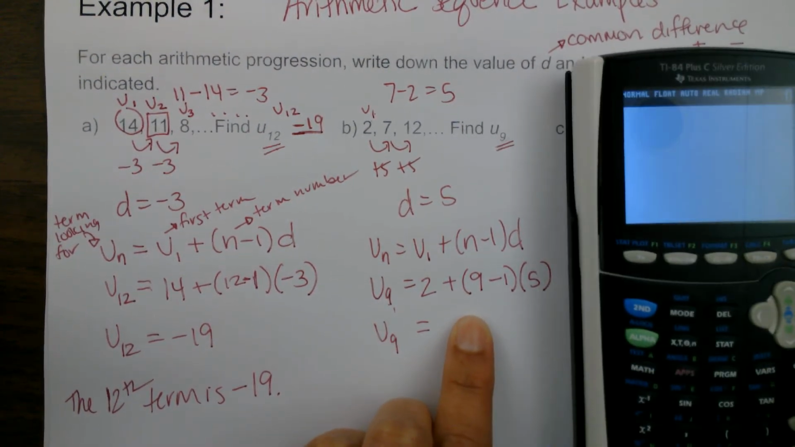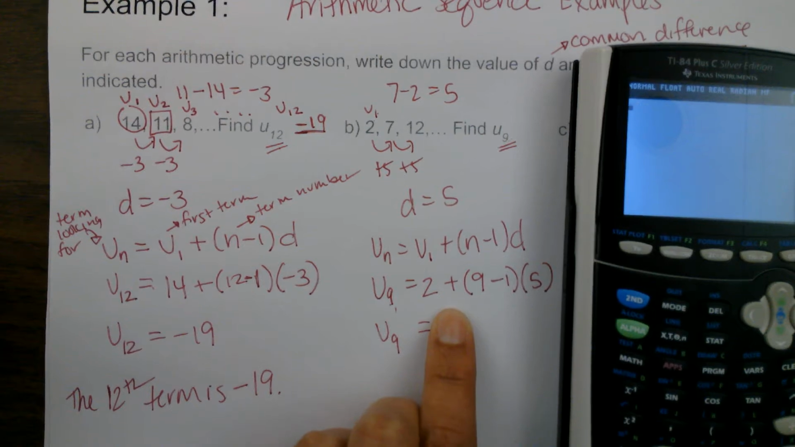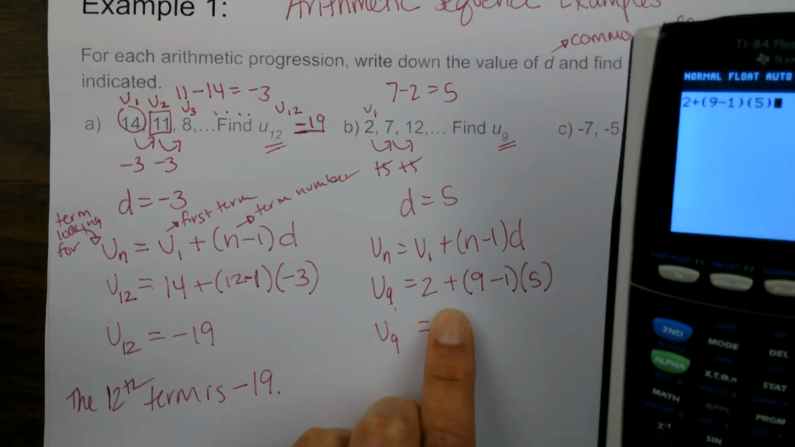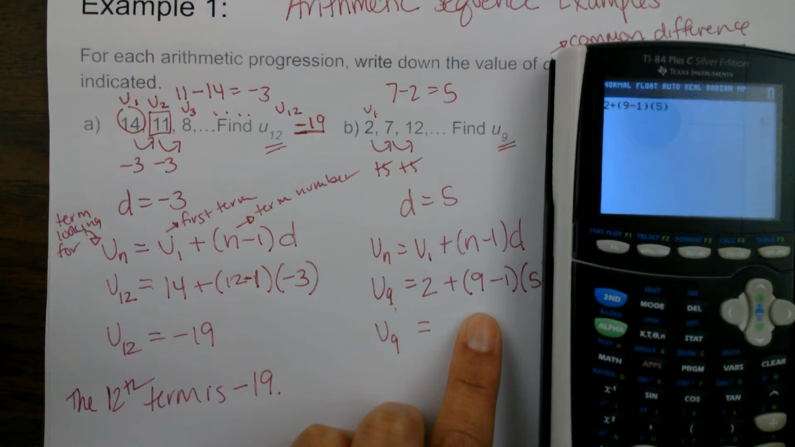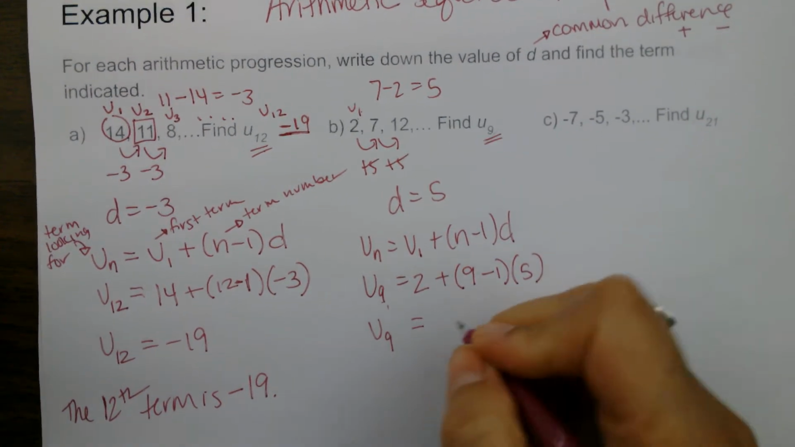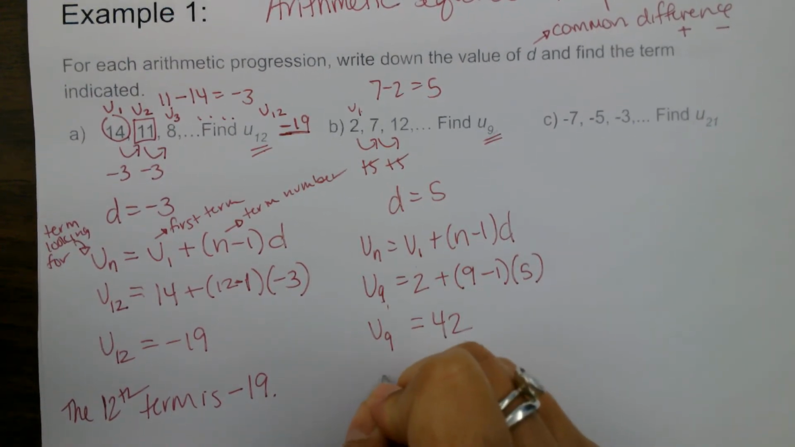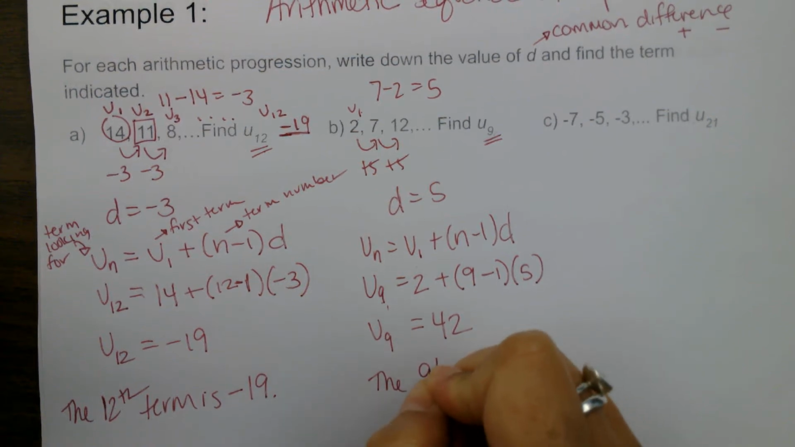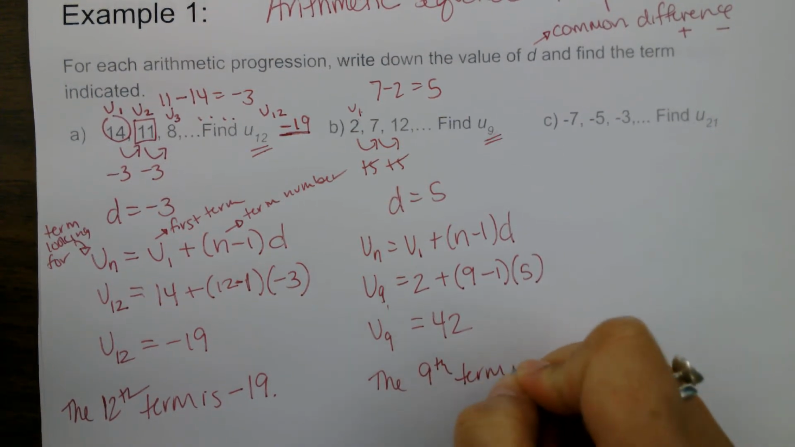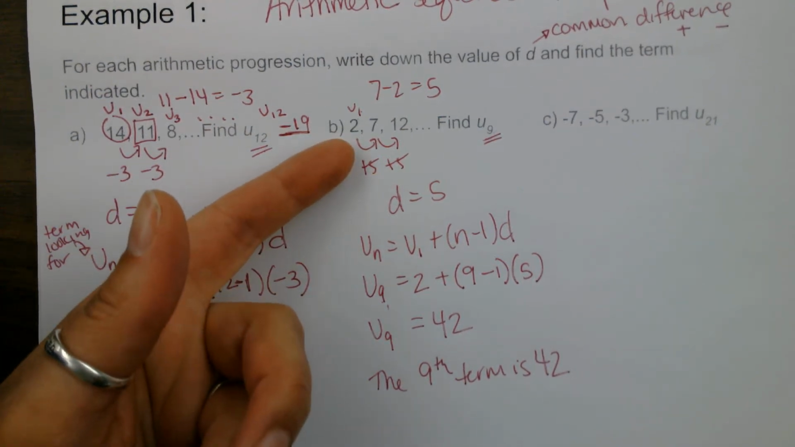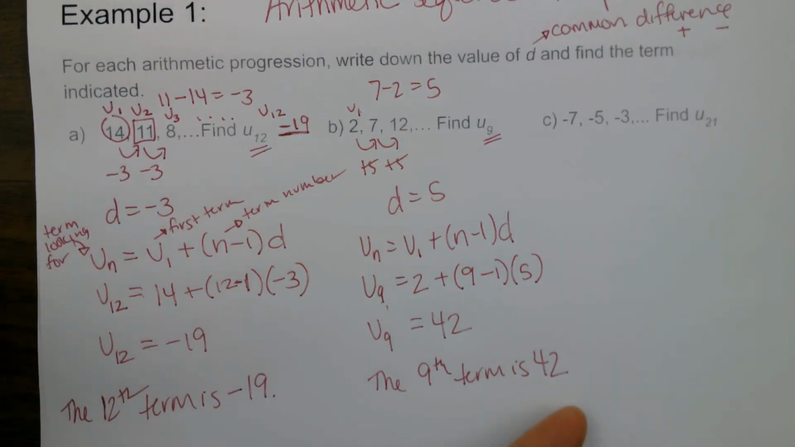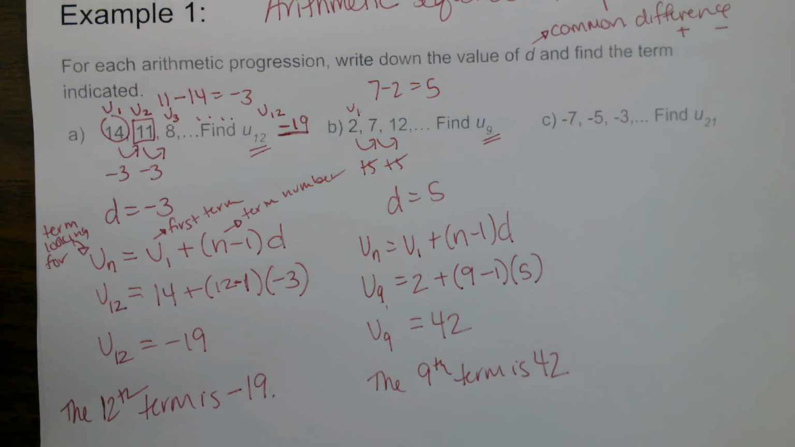So I'm going to bring it over here, clear it out. So I'm going to put 2 plus, using my parentheses to the best of my ability. I see I have 2 plus 9 minus 1 times 5, and that's what I have here. Press enter, and I get 42. So my ninth term is positive 42, which again makes sense. We started at 2, we are increasing, so we do come to a bigger number, which is 42.